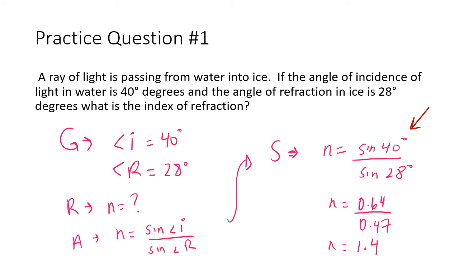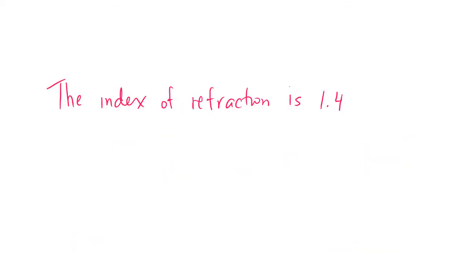Then when I do that division of 0.64 divided by 0.47, I'm going to get an index of refraction of 1.4. So the index of refraction is 1.4. And remember, the index of refraction has no units, so the final answer is just 1.4.